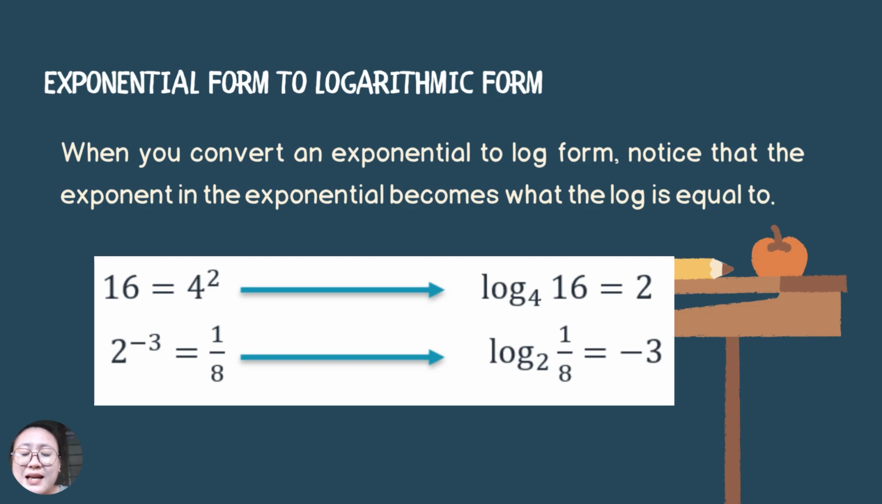The second example, we have 2 raised to negative 3 is equal to 1 over 8. Identifying the base, power, and exponent, we have our base is 2, our exponent is negative 3, and our power is 1 over 8. It will become the logarithm of 1 over 8 to the base 2 is equal to negative 3.